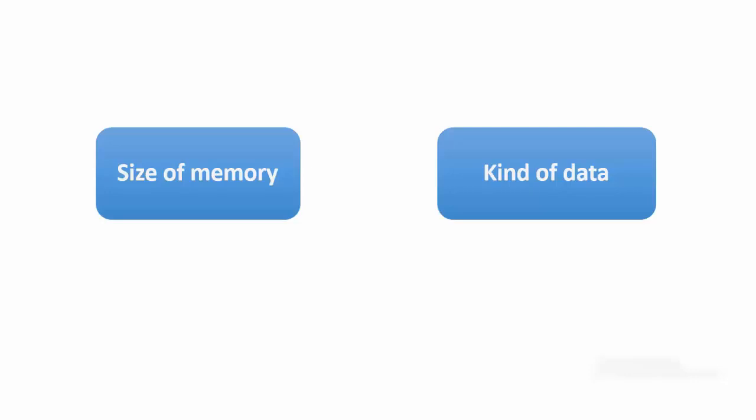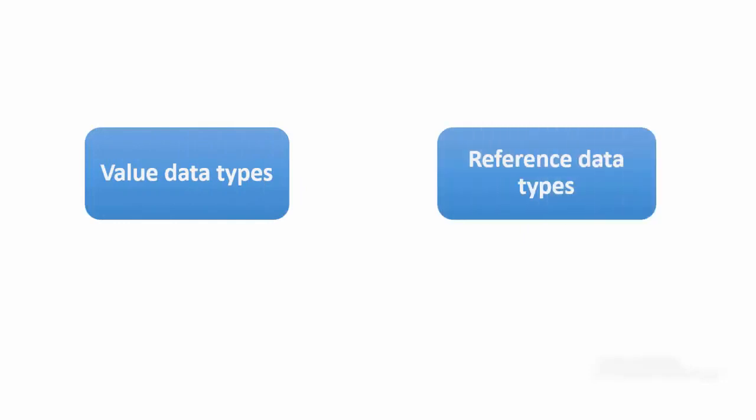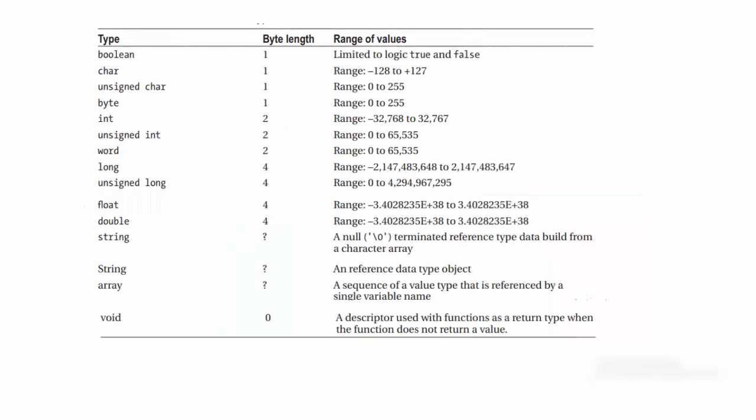You will learn in the coming videos that there are two basic types of data: value data types and reference data types. If the variable is defined as a value data type, then there is a very specific range of values possible. And if a variable is defined as a reference type, then there is no specific range of values. Let's see a list of basic value data types and reference data types.